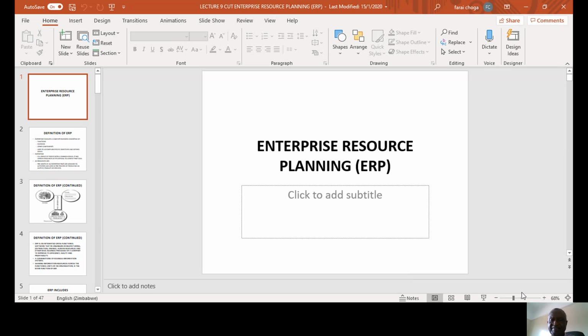Enterprise resource planning. We want to define what enterprise resource planning is and what it involves. What is enterprise resource planning? Some of you are using SAP. That's a typical example of enterprise resource planning. That's a typical example of an integrated system.